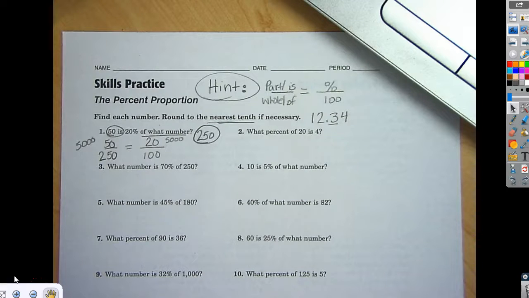Okay? You're going to work on this for the next few minutes, and then we'll finish it Monday after the STAR math test.